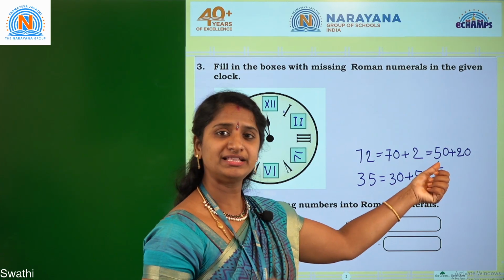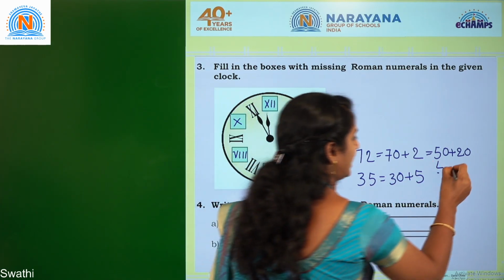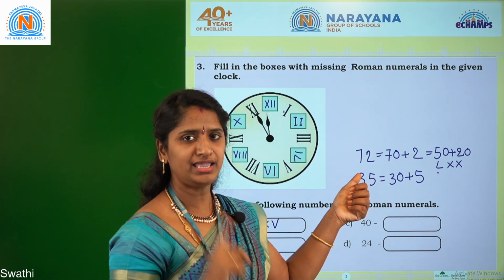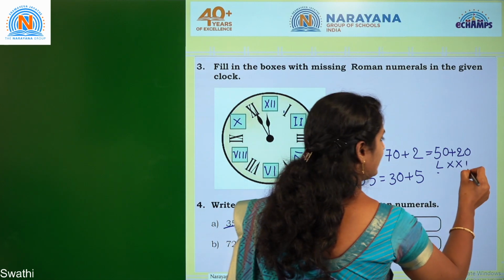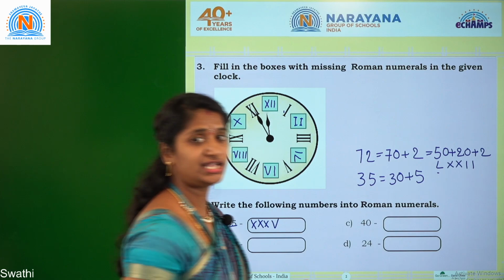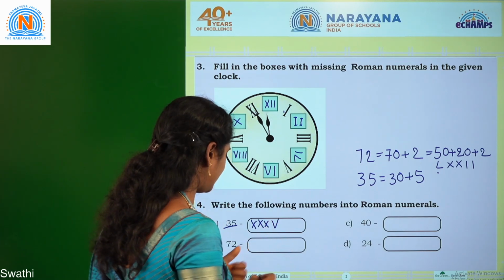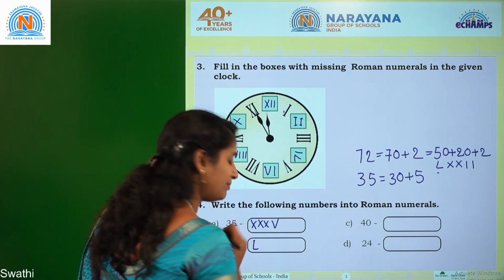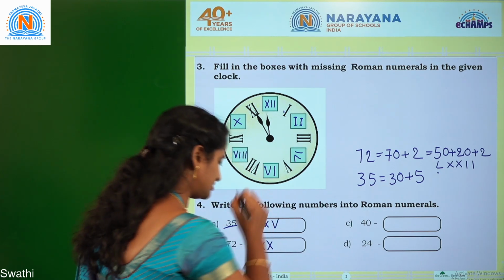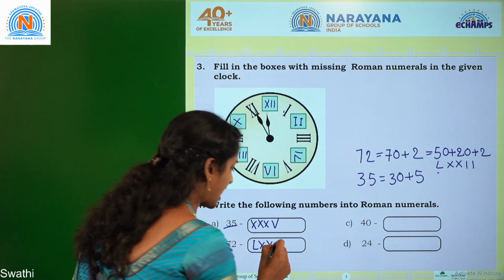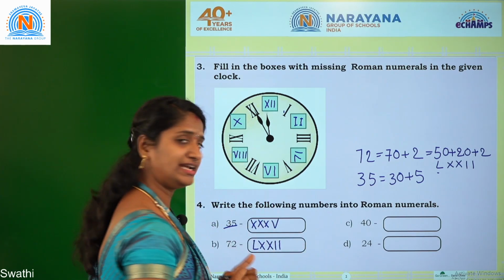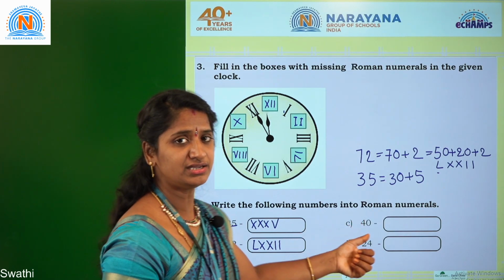So now 50 means L, 20 means X, X, and 2 means I, I. So it means 72. So you can write here 72 means L means 50, 50 plus 10, 60, 60 plus 10, 70, 70 plus I is 71 and one more I is 72. It is 72.